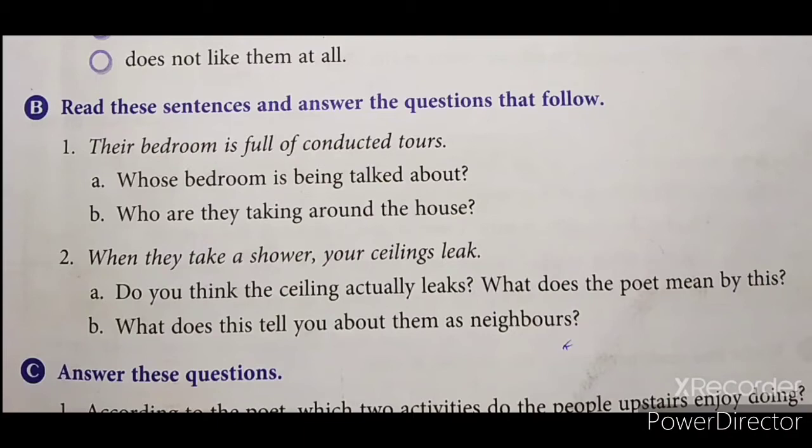That's the answer. B question. Who are they taking around the house? Answer is the guests at their parties. This is the answer. You write the answer alone. The guests at their parties. Guests, spelling, guests at their parties.